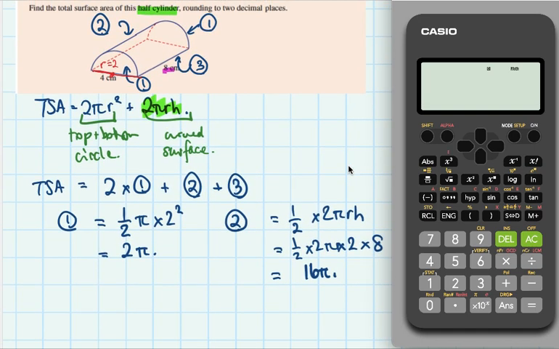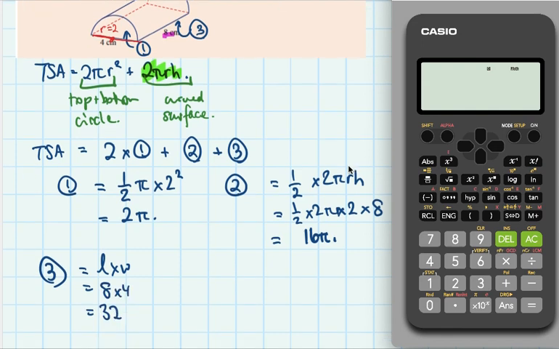So we've got one more shape left, which is shape 3. Now shape 3 is simply a rectangle, so it's going to be length times width, and we need to find the length and width. So it's 8 times 4, which is 32, and the units are centimeters squared. So what's going to be the total surface area? Well, let's chuck it in.